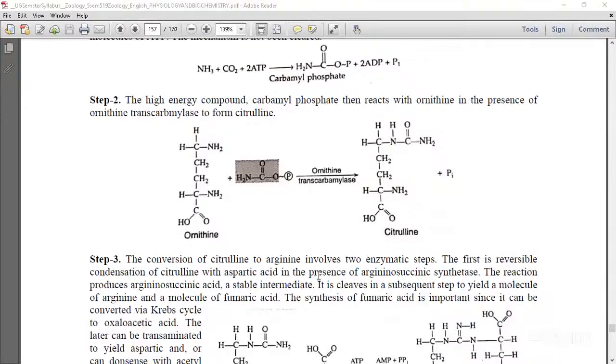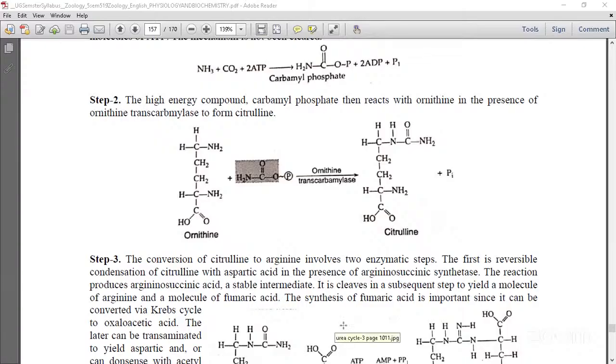place. The first one is the reversible condensation of the citrulline with the aspartic acid in the presence of arginosuccinic synthetase. The reaction produces the arginosuccinic acid, which is a stable intermediate compound that cleaves in a subsequent step to yield a molecule of arginine and a molecule of fumaric acid.